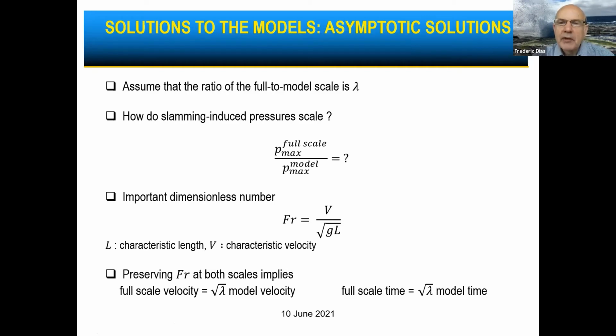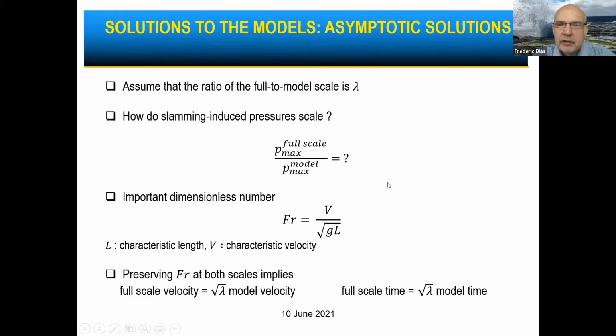So the key question is a scaling issue, at least for the LNG people, and that's why we started working on this problem. Assume that the ratio of the full to model scale is lambda. The simple question: how do the slamming induced pressures scale? So what is the ratio between the maximum pressure at full scale divided by the model pressure?